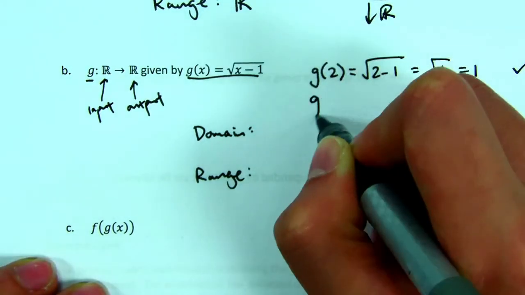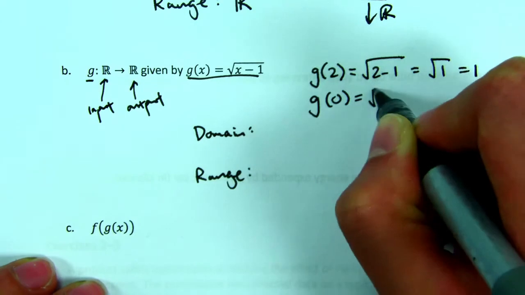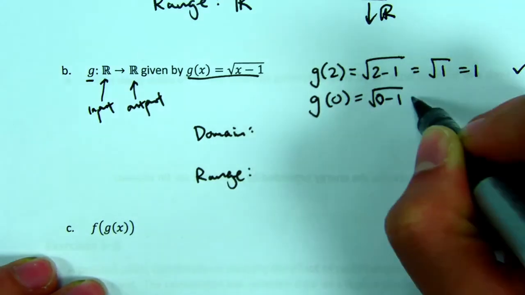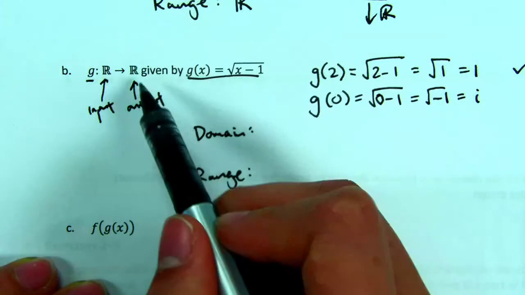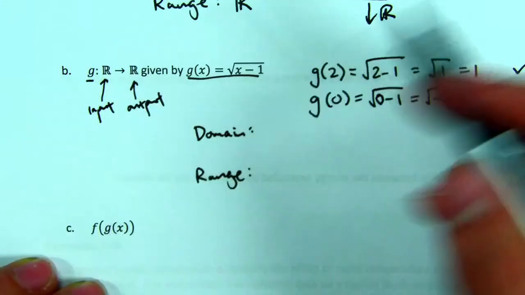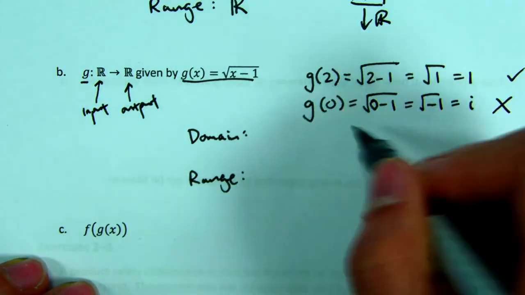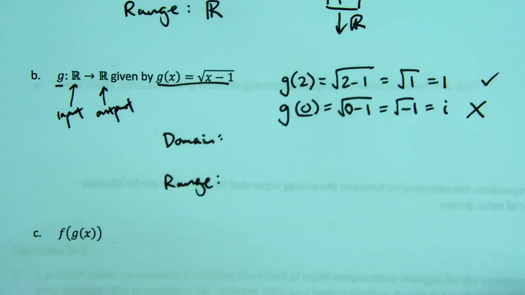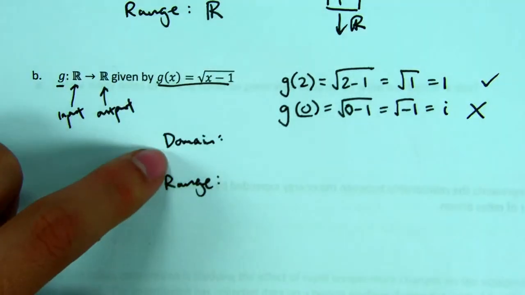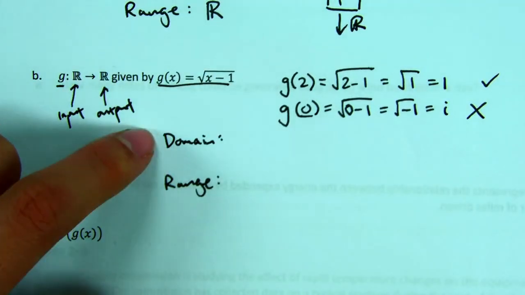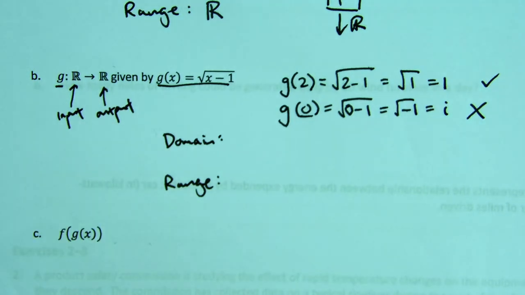What happens when I plug in 0? I get 0 minus 1, which is equal to square root of negative 1, which is equal to i. But right now we're only dealing with real numbers, so this is not okay. So I can't plug in 0. So now you want to start to ask yourself, what are all the numbers that I cannot plug in as x? And that's going to be my domain. So some of you might take this time to think of a formula or think of more numbers as examples to just try it out and see what works.